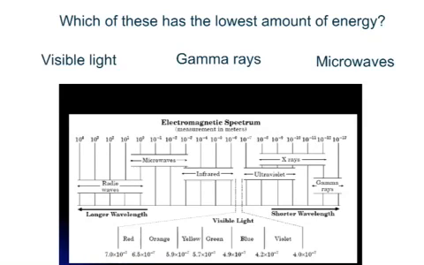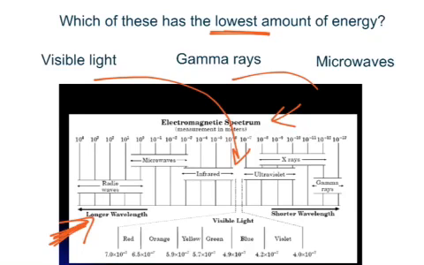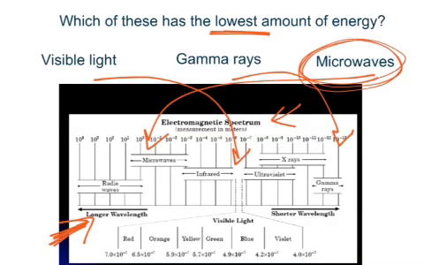So if we're comparing three and we're looking for the one with the lowest amount of energy, what we're really looking for is which one has the lowest frequency. What you have to remember is your reference sheet only has wavelength on it. So if we're looking for low frequency, that means we're looking for large waves. So if visible light is here and gamma rays are here and microwaves are here, these are the biggest waves, which means they have the lowest frequency, which means they have the lowest energy.